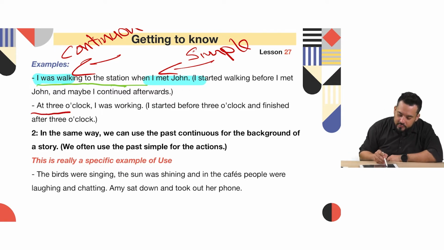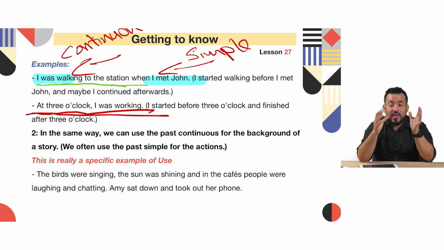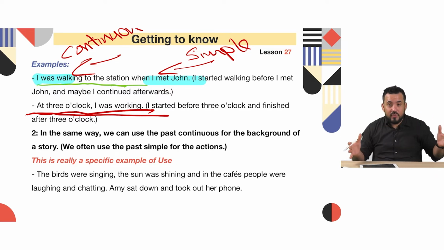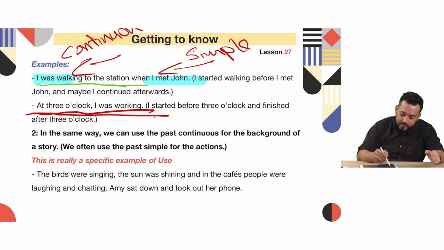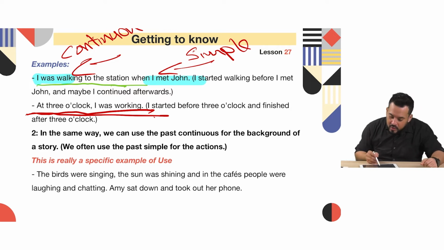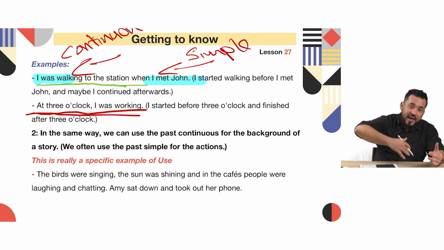At 3 o'clock, I was working. All right, this is an overlapping action. It means I was working at 3 o'clock. Some things happen before and after a specific time. I started before 3 o'clock and I finished after 3 o'clock. So it is something that happened before and after 3 o'clock.